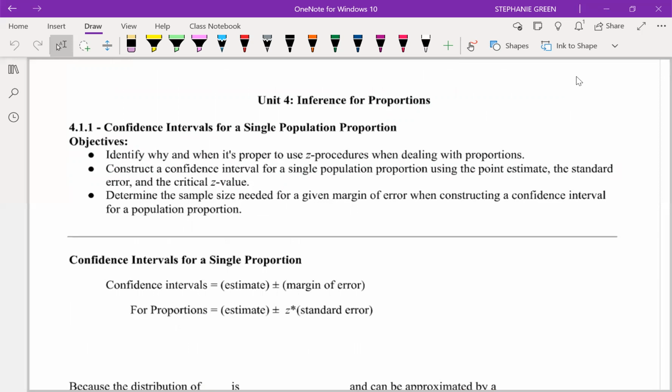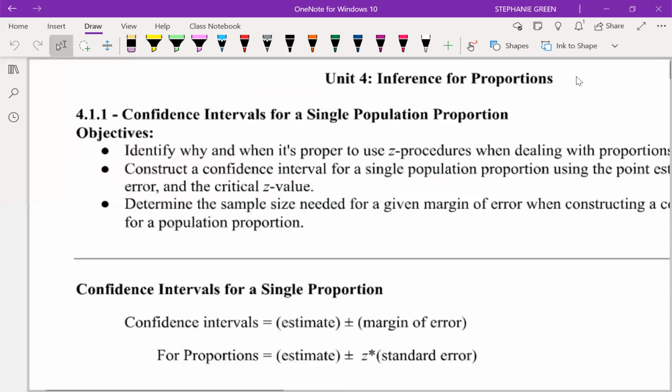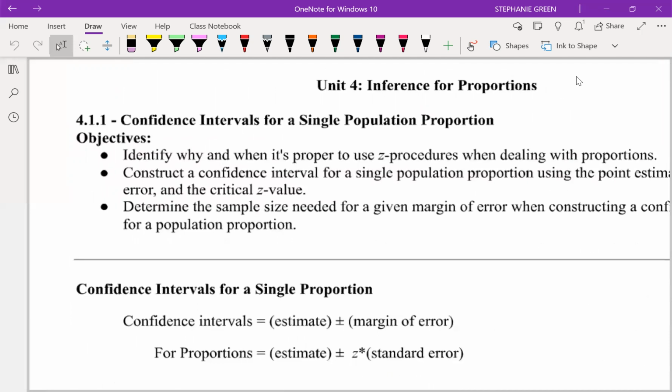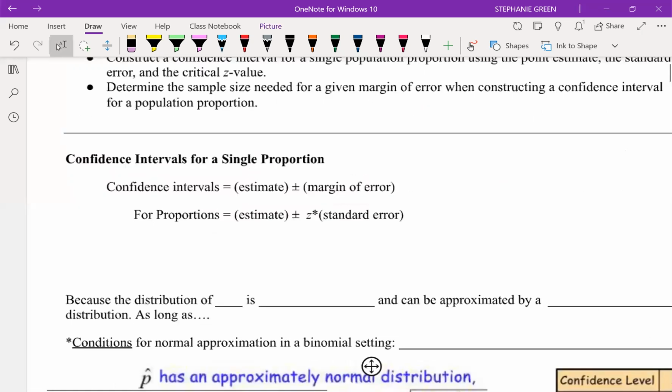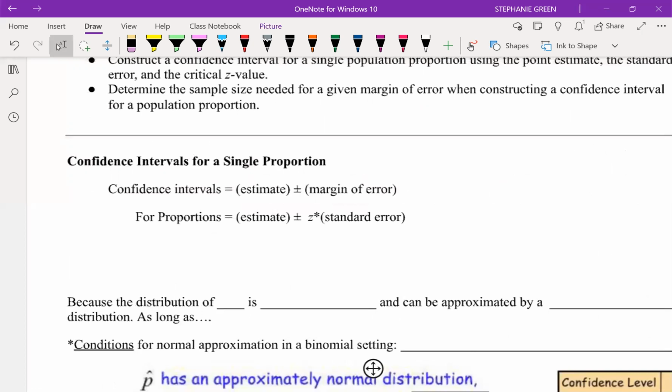So starting off here, first of all, 4.1, this section is split up into two parts. So you can see here, this is 4.1.1, and I'll post a separate video for 4.1.6. So starting with confidence intervals for a single proportion. As we know, all confidence intervals always equal an estimate plus or minus some margin of error. And with our margin of error, we've been using either Z star or T star as our critical value times the standard error or standard deviation of the population.